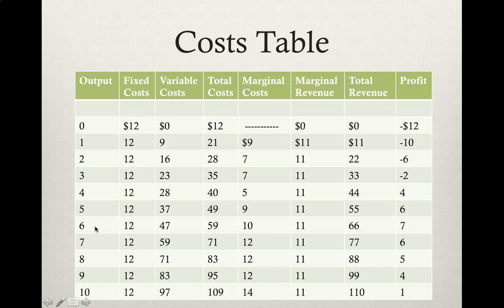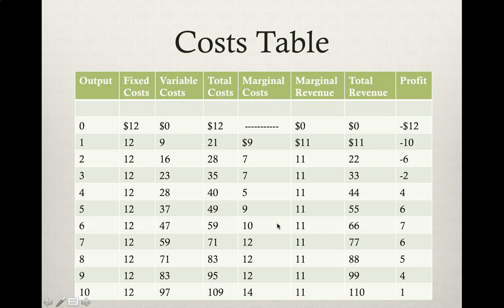At an output of 6, our marginal costs are 10. Our marginal revenue is 11, and so they are as close as we can get them without going over. If we made one more unit, our costs for that additional unit would be greater than what we could sell that additional unit for, so we're not going to produce at that level.